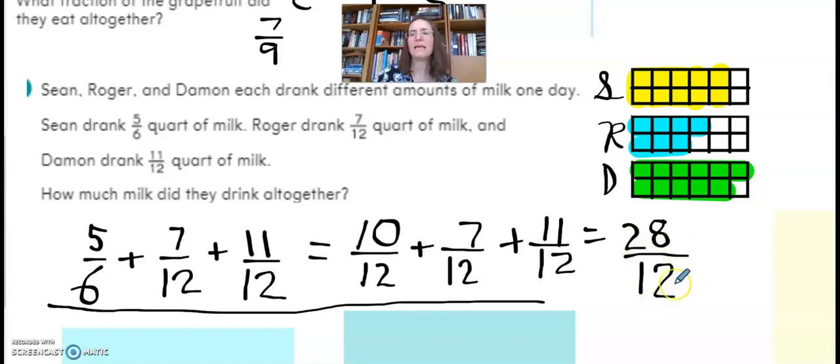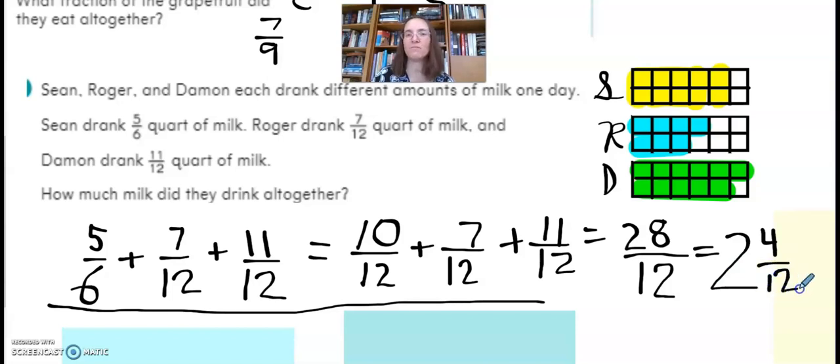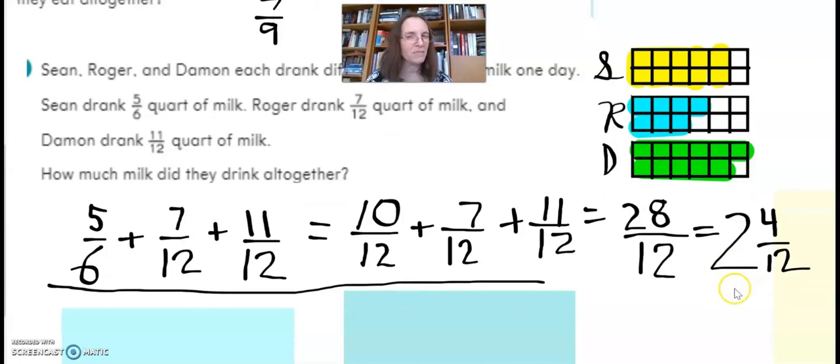So let me see. How many groups of 12 can I get out of the number 28? Well, I know I can get at least one. 12 plus 12 is 24, so I think I can get 2. If I had 28 and I took away 24, then that would leave me with 4 of them, right? So I'm going to propose that we have 2 and 4/12 quarts of milk. But am I at my simplest form yet?